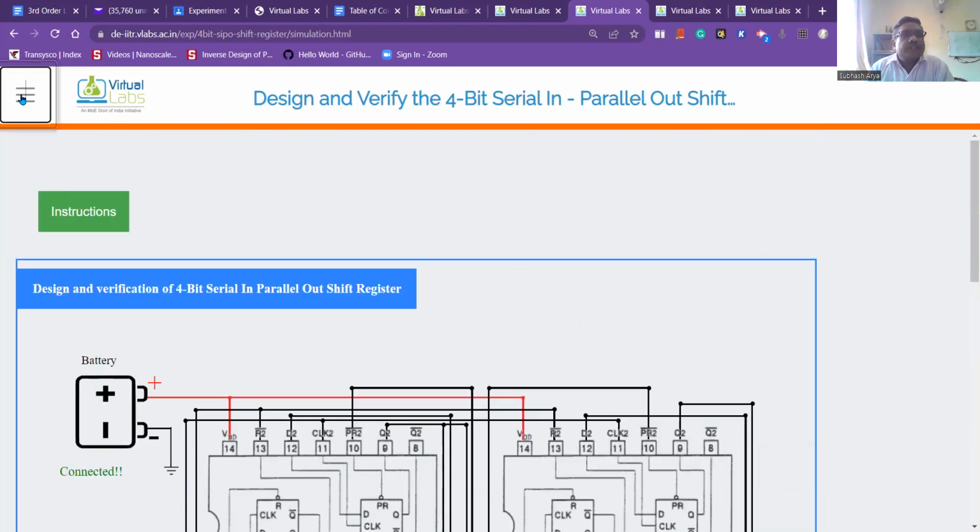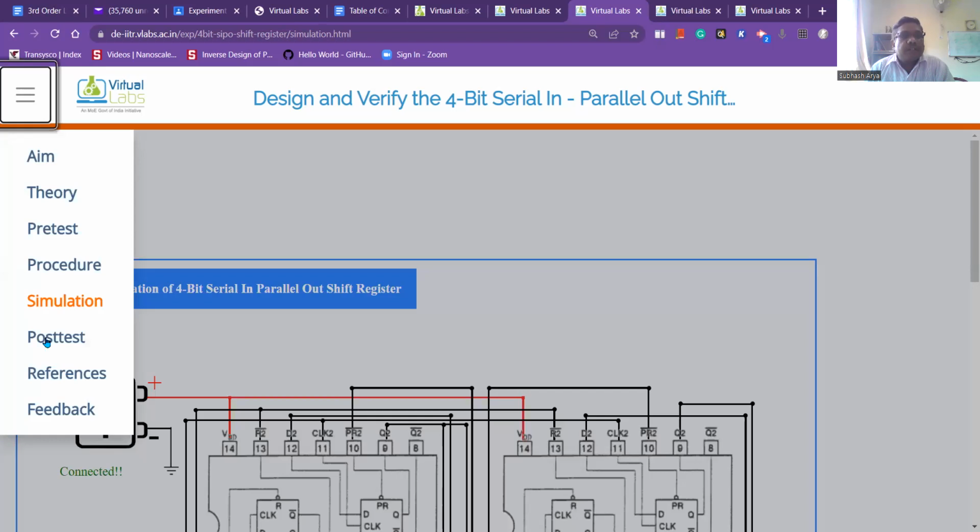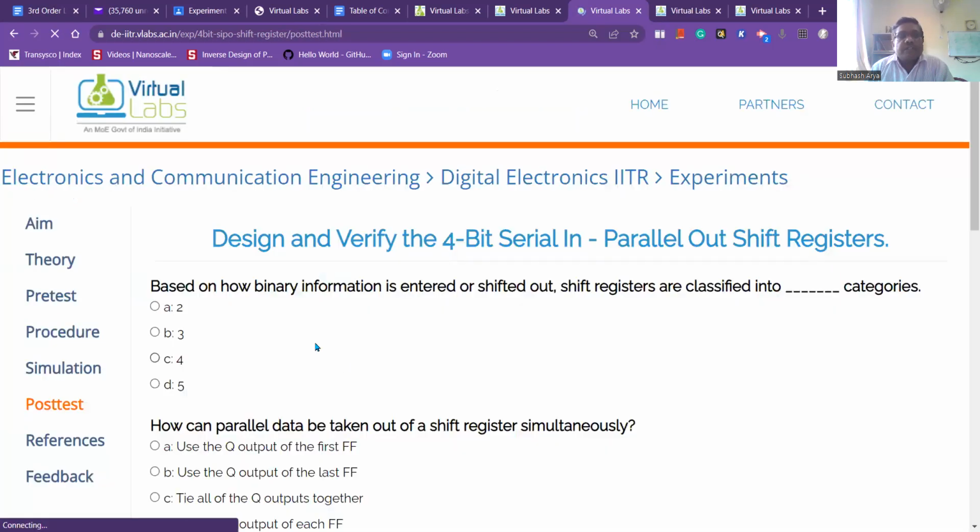Then coming to next, once we have done, let us attempt the post test. Based on how much binary information is entered or shifted out, shift registers are classified into how many categories? So see, there are 4 categories: serial in, parallel out; serial in, serial out; parallel in, serial out; parallel in, parallel out. So I will put here 4.